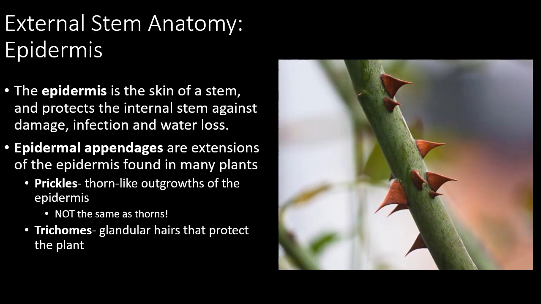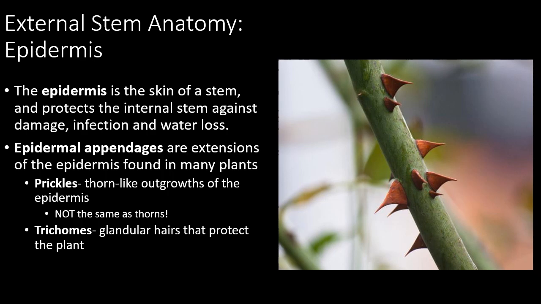One of the unique features of plant epidermises is they frequently have epidermal appendages. So these are little outgrowths of the skin of the plant that can be used for a variety of purposes, often defensive, but sometimes they're related to things like temperature regulation. So one of the first and kind of most familiar for all of you will be prickles.